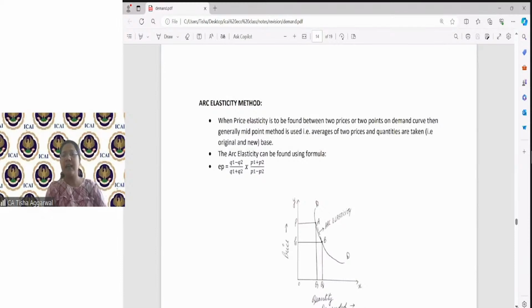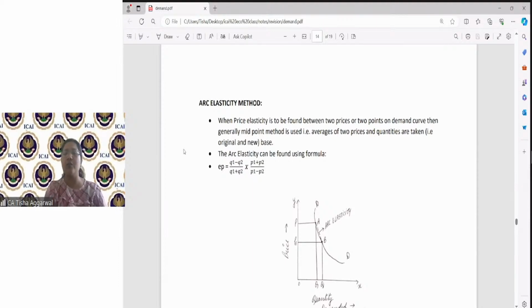That is the arc elasticity method. Now, every time we draw the demand curve, we always draw it straight. But if you look at the diagram here, if there are 2 points on the demand curve and we want to compute the elasticity at the average, we have to use the arc elasticity formula.